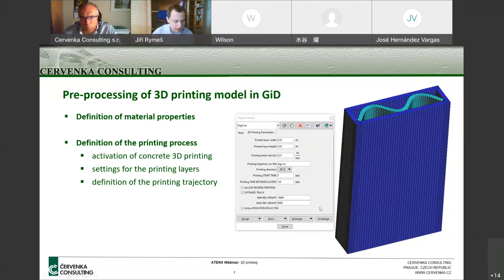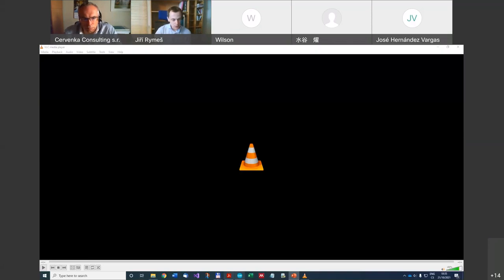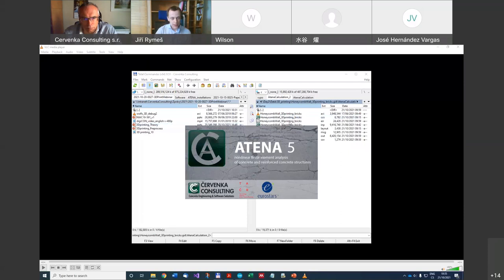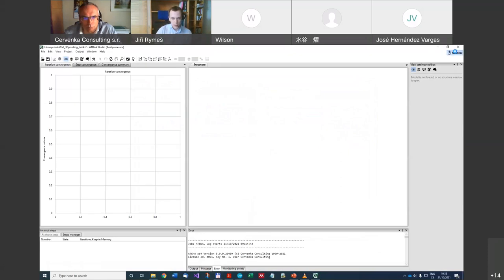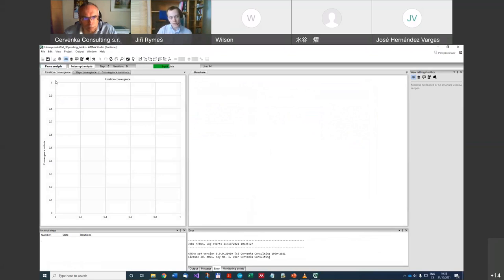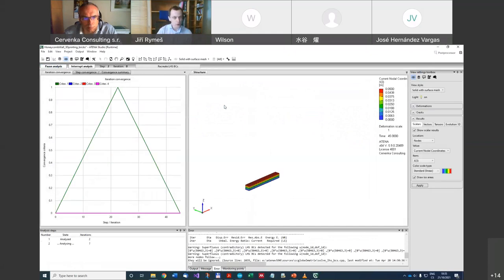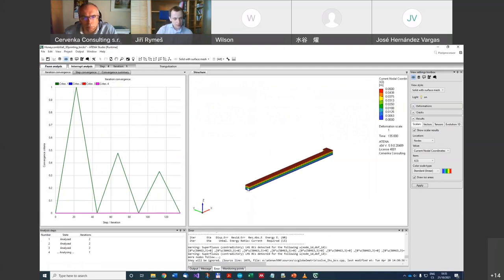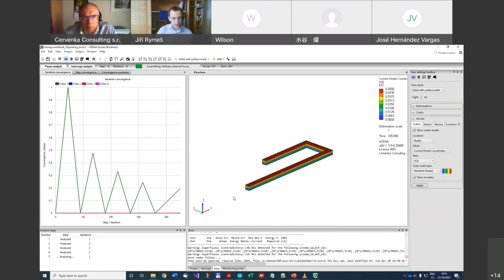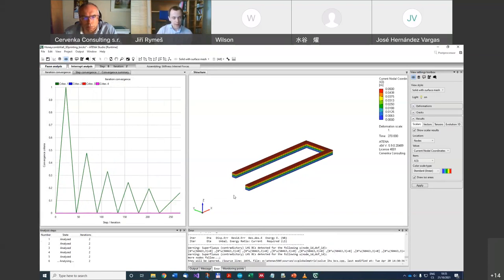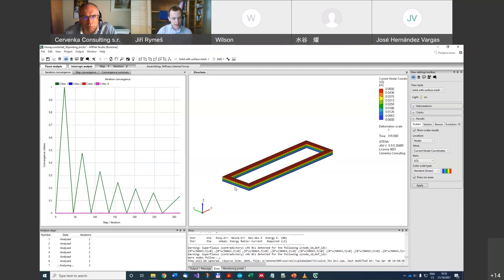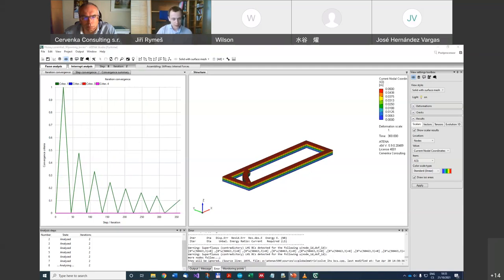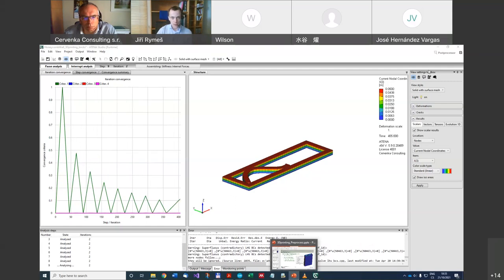Maybe I can actually run this calculation now, so later on we can look at it. Here I have the model already prepared, and I will run the solution in ATENA Studio. Maybe one thing to note: all this 3D modeling is only available using ATENA Science. It's not a feature of ATENA Engineering. So now we can see how the structure is gradually being painted, like the elements on the printing path are gradually activated. So back to the presentation now. This will be calculating meanwhile.